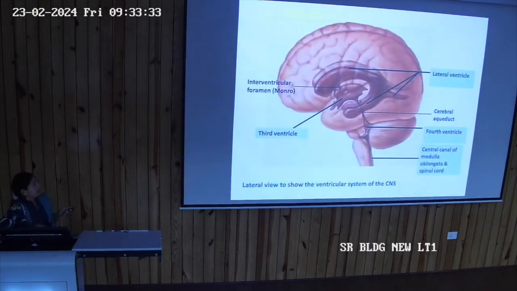So this interventricular foramen, you can see here, is communicating to the third ventricle. Then you have the cerebral aqueduct, which communicates from the third ventricle to the fourth ventricle. Now from the fourth ventricle, the fluid is drained into the central canal of the medulla, and then it reaches the spinal cord.